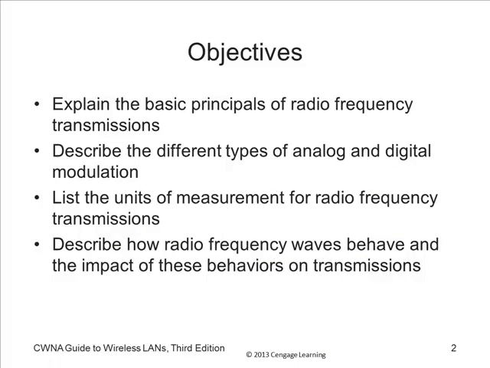So the objectives: explain the basic principles of radio frequency transmission, and the basic principle of radio frequency transmission is an alternating signal. That's what causes it to work. Why do we have to have an alternating signal?